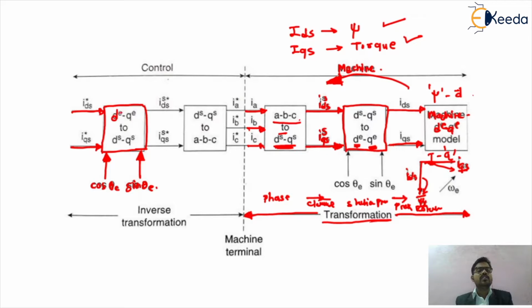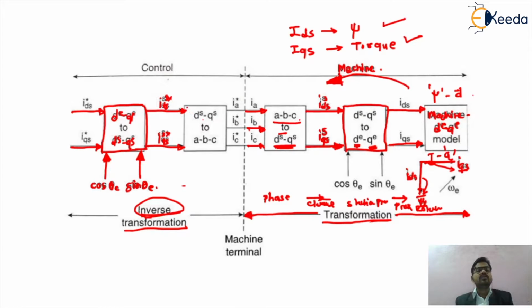So DE and QE will now be converted to DS and QS, because it is the same transformation in reverse manner. So it is the inverse transformation. This is the term which we call the inverse of the previous transformation. So we are converting from the rotating frame quantity into a stationary frame quantity, and we are getting the values of IQS star and IDS star.